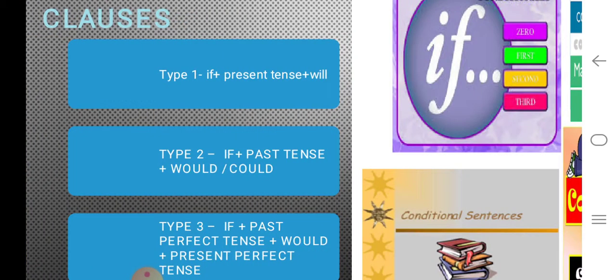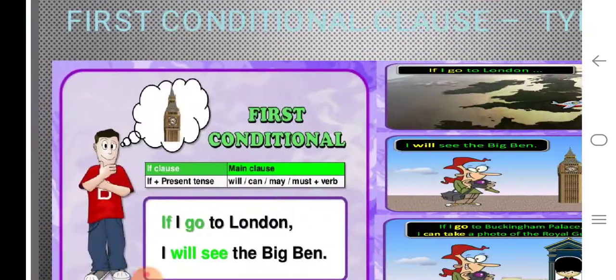Now if you look at the if clauses, which are the conditional clauses, you have type 1, type 2 and type 3. Type 1 is if plus present tense followed by will. Type 2 is if plus past tense followed by would or could. And type 3 is if plus past perfect tense plus would plus present perfect tense. These are the different types of if clauses. Let us look at them one by one now.